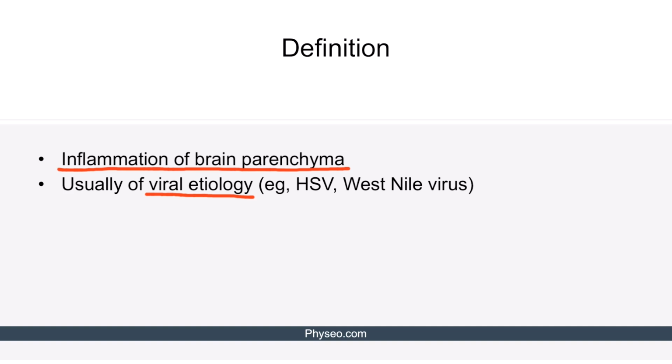So encephalitis is defined as inflammation of the brain parenchyma, and it's usually of viral etiology, for example, herpes simplex virus and West Nile virus. So when we discuss meningitis, that can be caused by all types of pathogens, such as bacteria or even fungi. But when you think encephalitis, just think mainly of viruses.